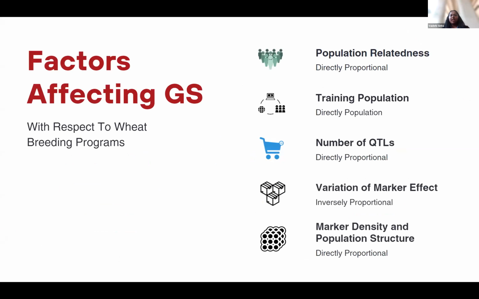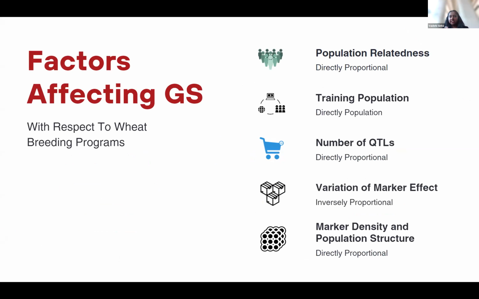Covering the factors that affect GS. So first is population relatedness. One of the common conclusions that we came across after reviewing the papers was that GS model accuracy rises as population relatedness does. A larger training population reduces bias and the variation of the marker effect, which increases prediction accuracy.